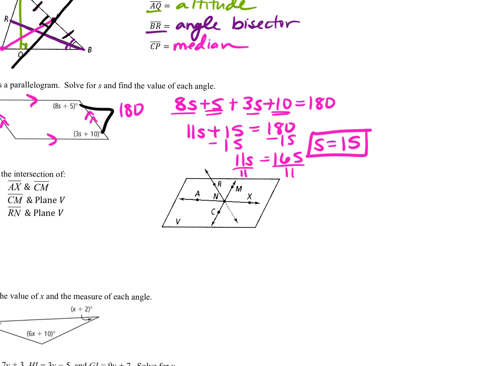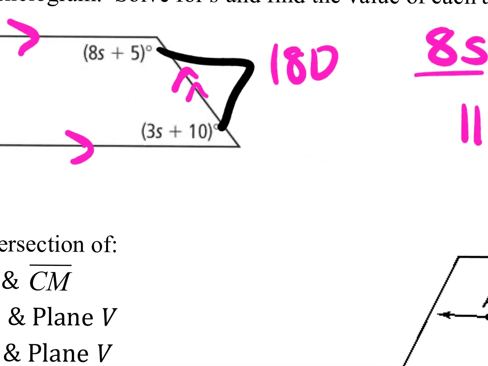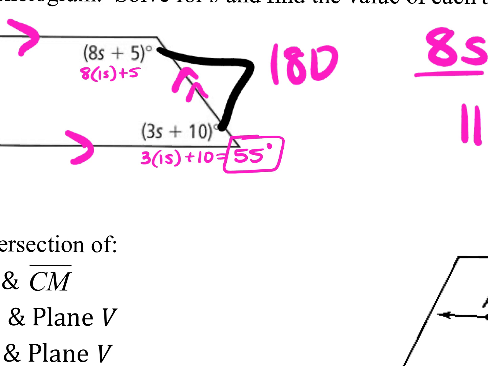Okay, so that's the first step, but then it says to find the measure of each angle. So if we plug that in, 3 times 15 plus 10, that's a 55-degree angle. If you do it up here, 8 times 15 plus 5, or you could just say what is supplementary to 55. Either way, this comes out to 125 degrees.